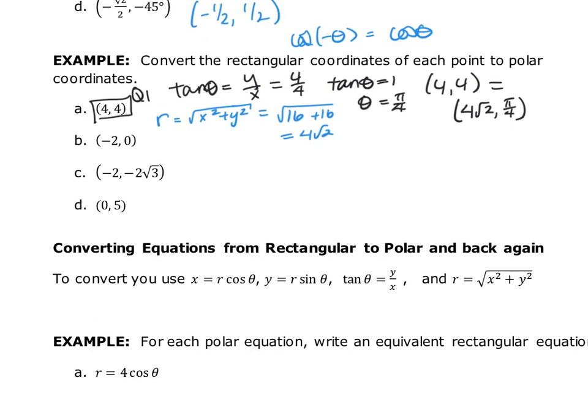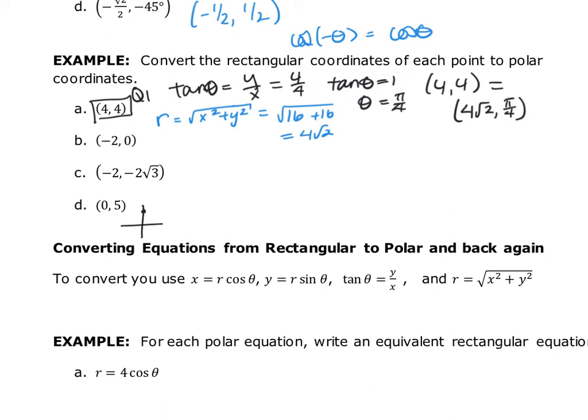Now, I love B and D. I love me some B and D. And the reason I love B and D is because this is a quadrantal angle, and this one's a quadrantal angle. So I don't even have to go through all the shenanigans. I just have to figure out where that quadrantal angle is. So 0 comma 5 is right up here.